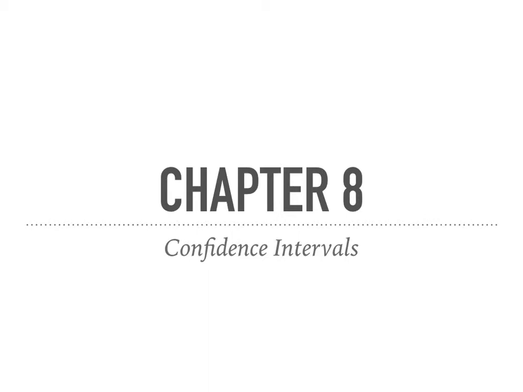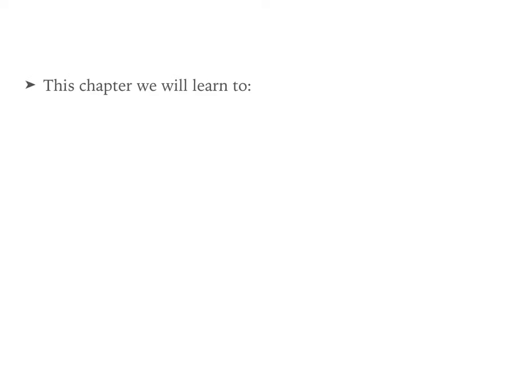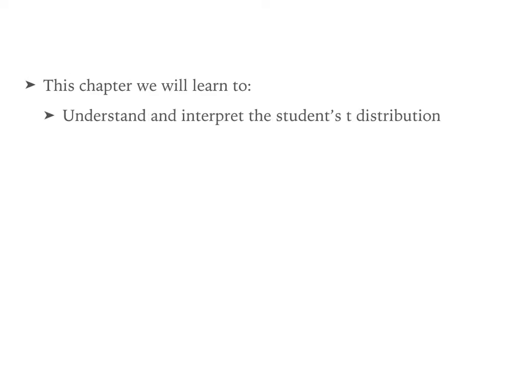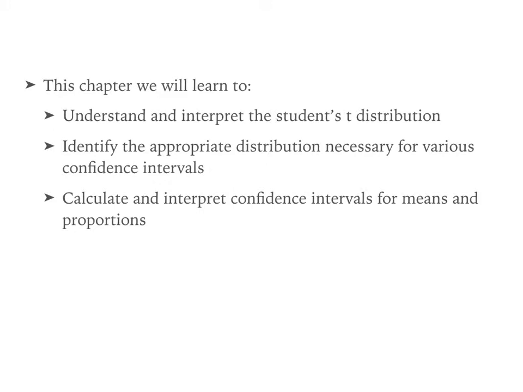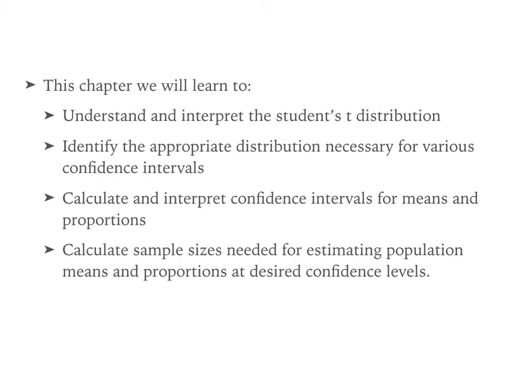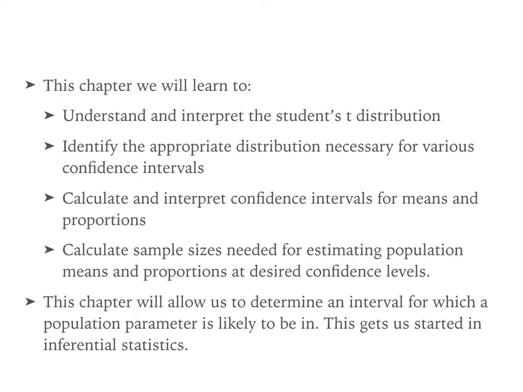In Chapter 8, we begin inferential statistics. We start inferential statistics with confidence intervals. In this chapter, we will learn to understand and interpret a new distribution called the student's t-distribution. We will identify the appropriate distribution necessary for various confidence intervals. We will calculate and interpret confidence intervals for means and proportions. We will calculate sample sizes needed for estimating population means and proportions at desired confidence levels.